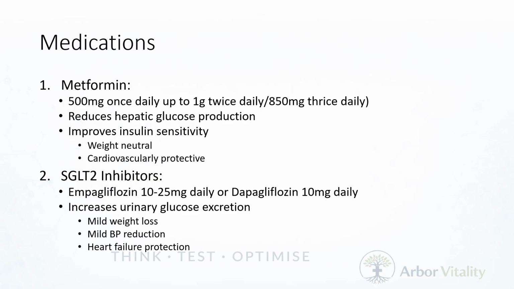It is, for most people, weight neutral, or it could even cause some mild weight loss. And it is also cardiovascularly protective by activating your AMPK pathway. Then you get SGLT2 inhibitors, such as, I can't say those words, you can read them on the screen. It increases urinary glucose excretion. So less glucose gets used and absorbed, means more gets peed out. Can lead to mild weight loss, mild reduction in blood pressure, and is heart failure protective. However, because of the urinary glucose excretion, people are at a higher risk for UTIs.